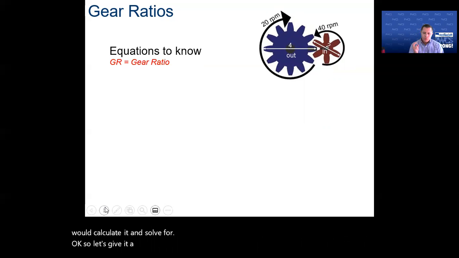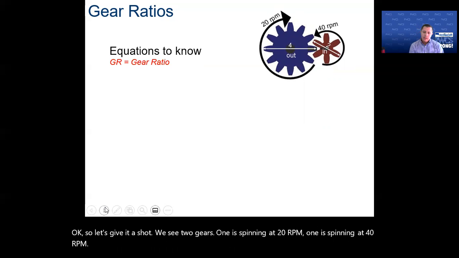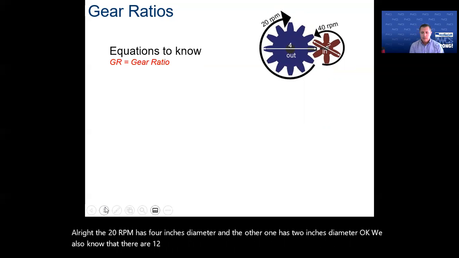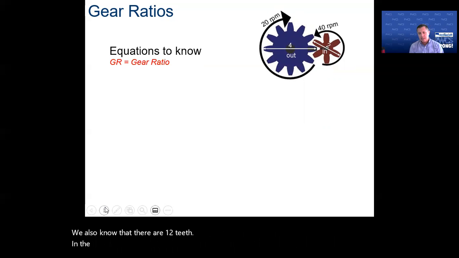We see 2 gears. One is spinning at 20 RPM. One is spinning at 40 RPM. All right. The 20 RPM has 4 inches diameter, and the other one has 2 inches diameter. Okay. We also know that there are 12 teeth in the blue, okay, and 6 teeth in the red.